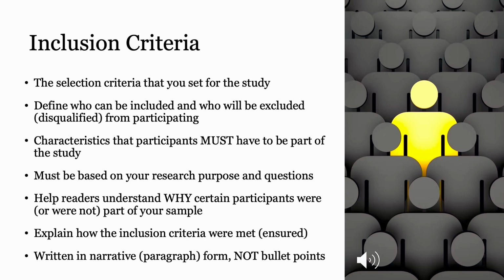Inclusion criteria are the rules that determine who can and cannot be included in your study. These criteria define the characteristics that participants must have in order to qualify. They should be based on your research purpose and questions, and they help the reader understand why certain individuals were eligible while others were excluded. In this section, be sure to explain how you applied or verified these criteria. And remember, this should be written in narrative form, not as a bulleted list.